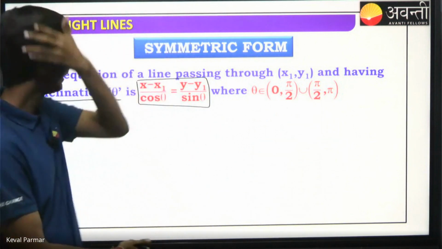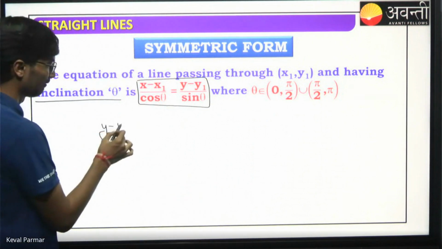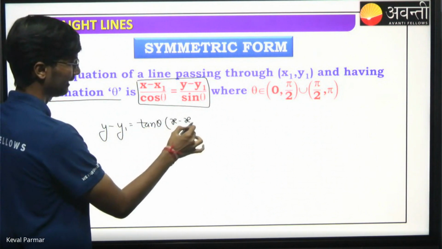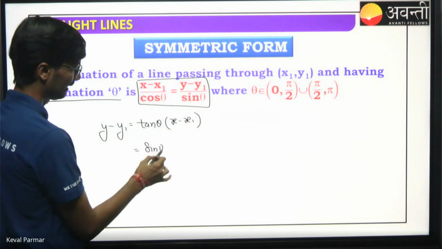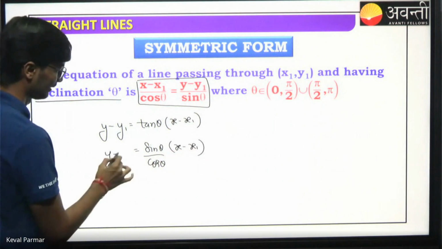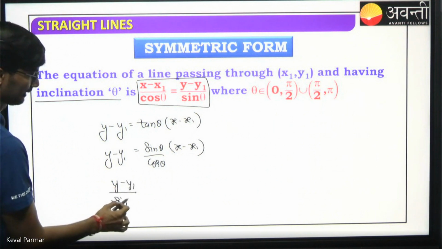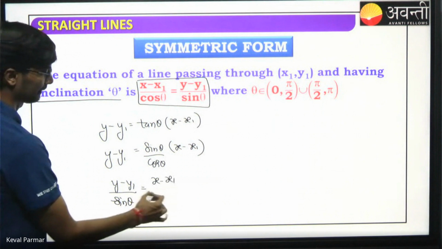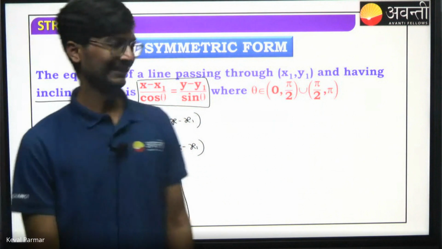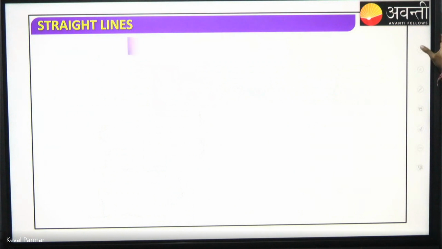Now the derivation of this is very simple. Again, it will come from slope point form. What is slope point form? y minus y1 equals m, which is tan theta, into x minus x1. I can write tan theta as sin theta upon cos theta into x minus x1. Now bring sin theta here. So y minus y1 upon sin theta equals x minus x1 upon cos theta. I got the equation, where theta is the inclination. This is the symmetric form. Let's see, the more important one is the parametric.